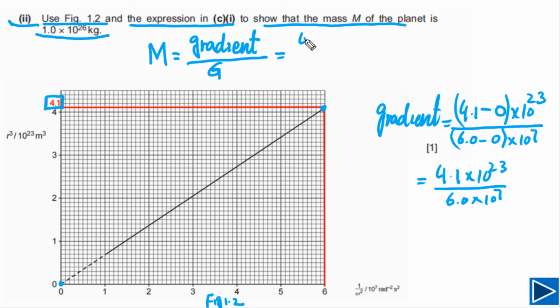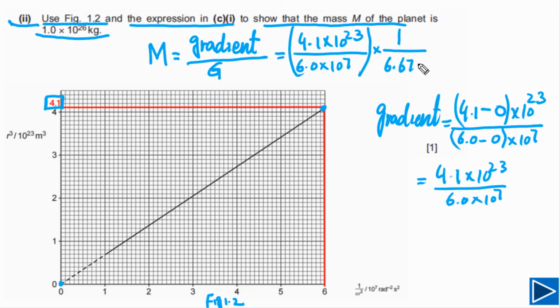So simply we can say gradient is equal to 4.1 times 10 to 23 divided by 6.0 times 10 to 7. So this is the value of gradient. And we have to multiply this one with 1 over G. So we can write down the value of G here. G is equal to 6.67 times 10 to negative 11 Newton meter square per kilogram square. Now we need to solve this one. If we solve this, our final answer up to 2SF will be equal to 1.0 times 10 to 26 kgs. So this is our final answer.